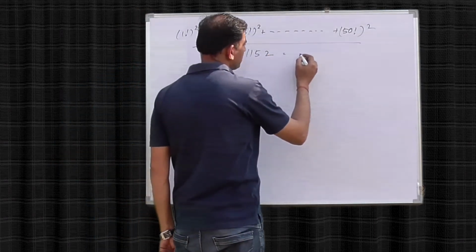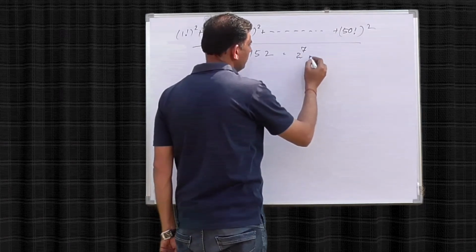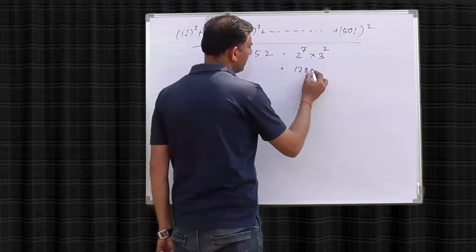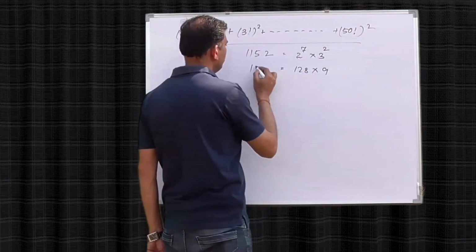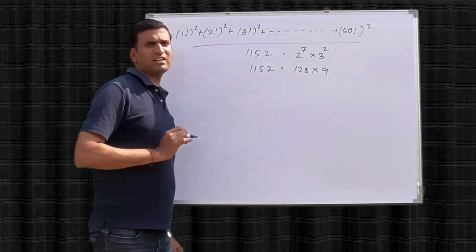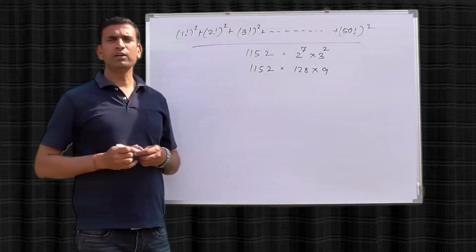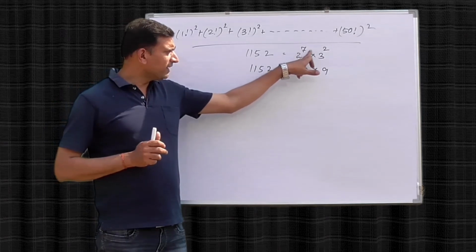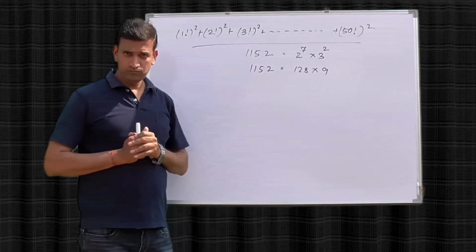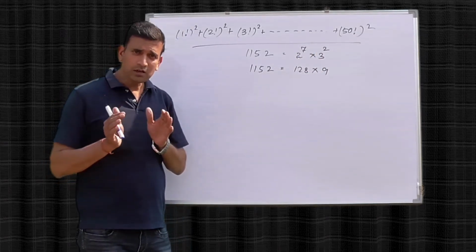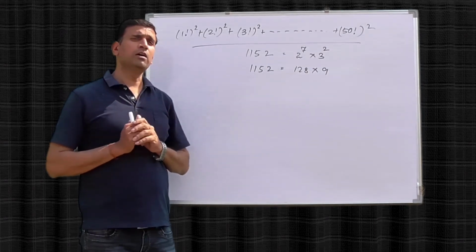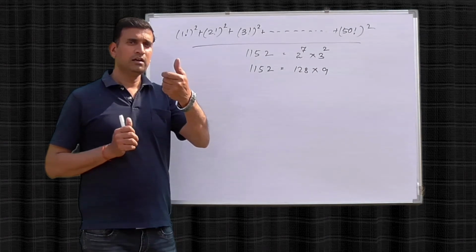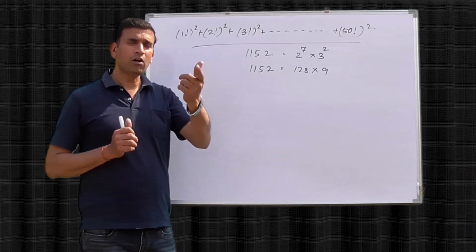1152 can be expressed as 2 to the power 7 into 3 to the power 2, which means 128 into 9. So 1152 can be expressed as 128 into 9, that is 2 to the power 7 and 3 to the power 2. So here we try to find out where we can get 2 to the power 7 or more than that.